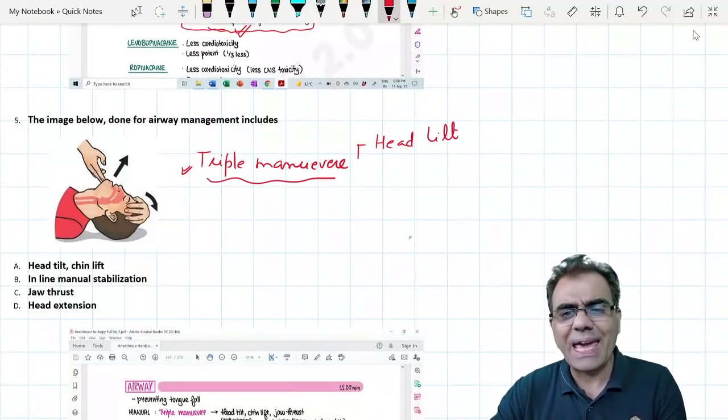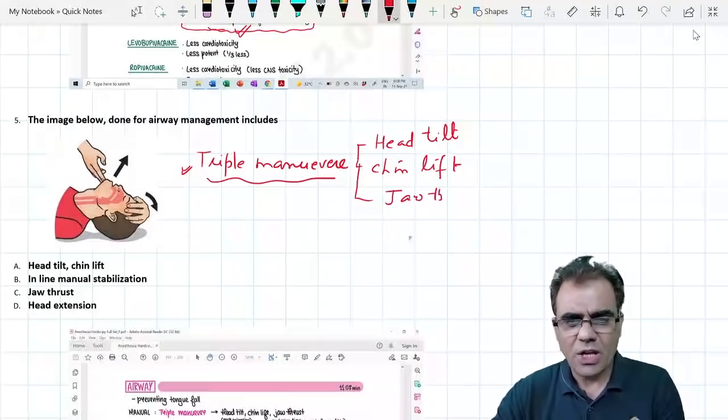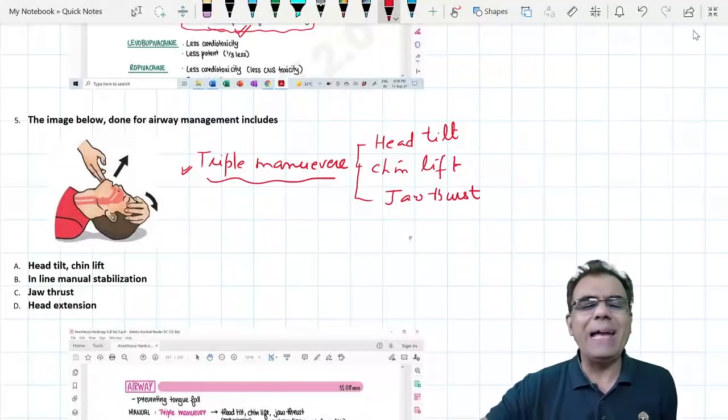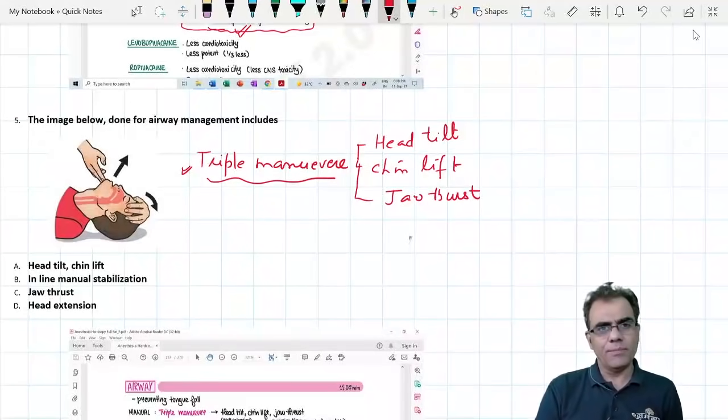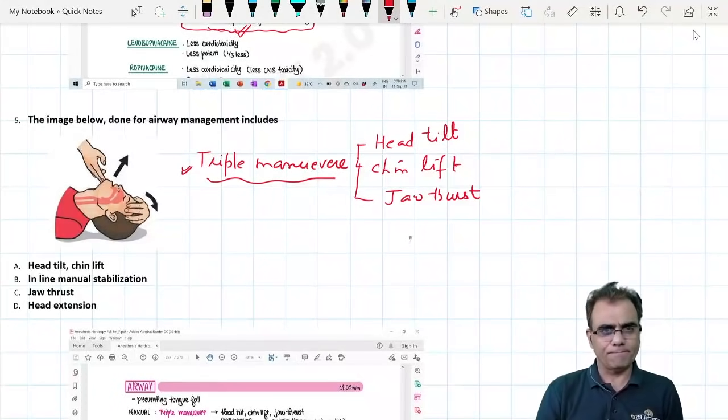Head tilt means neck extension, chin lift, and jaw thrust. Jaw thrust means anterior displacement of the mandible. So obviously this will be done as a basic part. However, in good setups, in hospital setups, if you have an airway, you can directly put Guedel's airway. Or if the patient is apneic also, and you are planning to ventilate, then you can intubate. So the endotracheal tube will take care of airway as well as breathing.